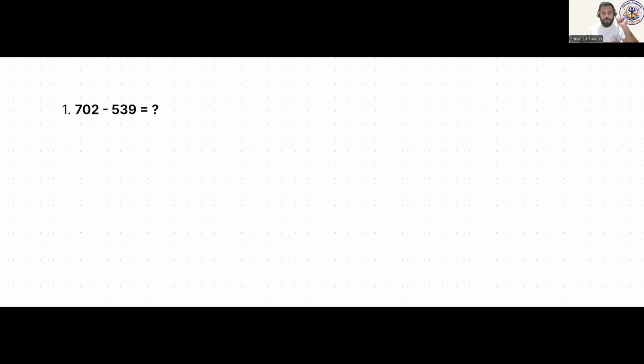So here we have our first question, that is 702 take away 539. Let's see. Those who don't know, 702 is the minuend, the value from which another value is getting subtracted, and 539 is the subtrahend, the value which is getting subtracted.